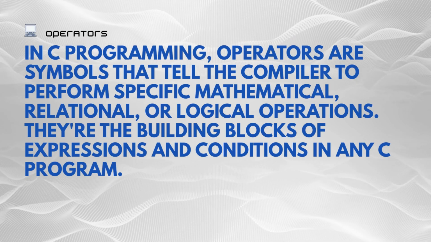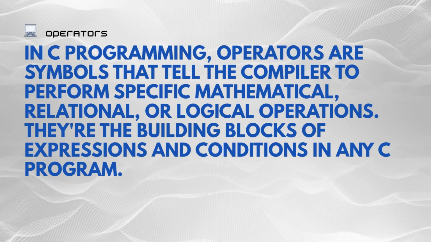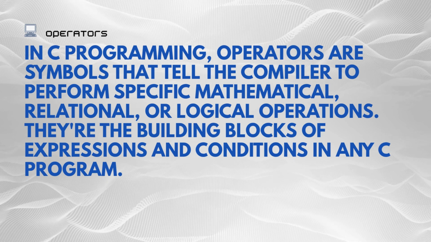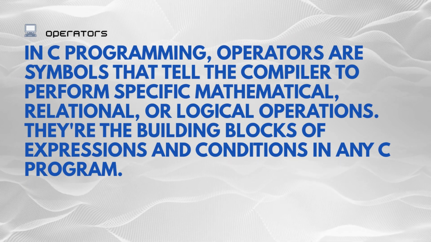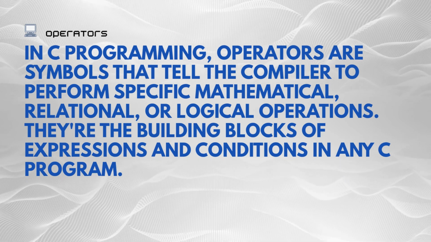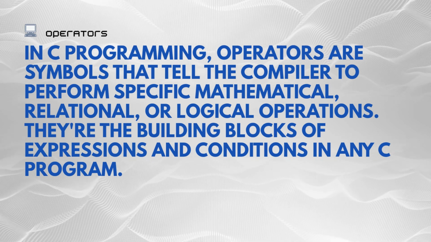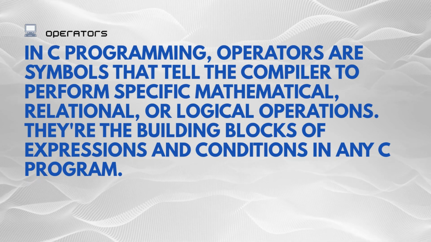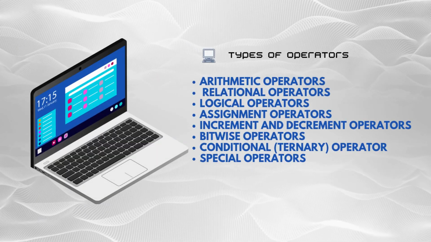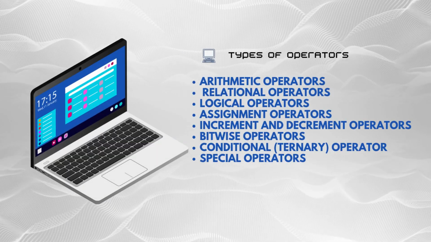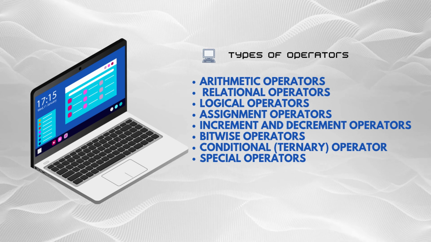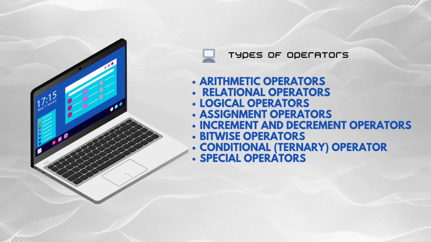Operators. What are operators? In C programming, operators are symbols that tell the compiler to perform specific mathematical, relational or logical operations. These are building blocks of expressions and conditions in any C program. Types of operators: arithmetic, relational, logical, assignment, bitwise, conditional, special operators.